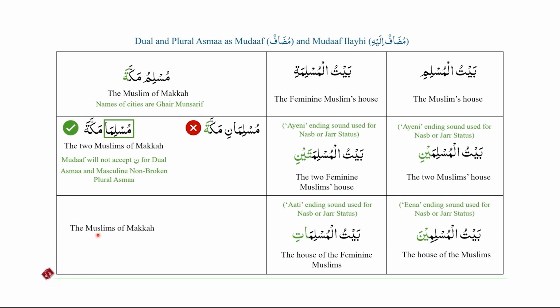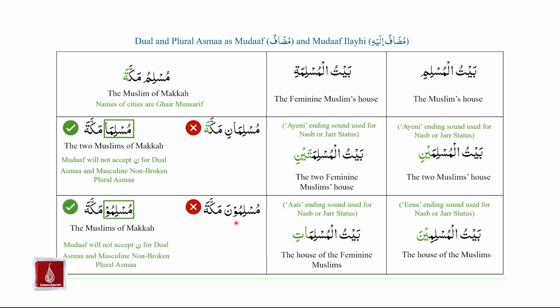Now if I want to say the Muslims of Makkah, we are using the example of masculine non-broken plural. If we say Muslimuna Makkata, that is incorrect. Why? Because Muslimuna is the mudaf and for it to be accurate, we cannot accept noon at the end of Muslimuna. So we will remove the noon at the end of the mudaf and we will say Muslimu Makkata, which is correct. Again, mudaf will not accept noon for dual asma and masculine non-broken plural asma.